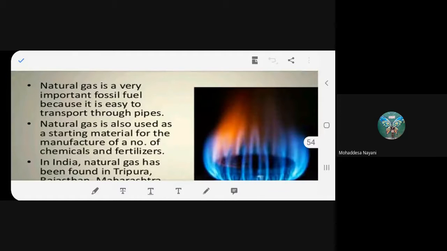Now the third fossil fuel that we are going to work on is natural gas. What is it? It is also a fossil fuel. The first fossil fuel that we studied was coal, followed by petroleum. Now we are doing natural gas. All of them are fossil fuels, right, beta? Yes, all of them are fossil fuels. You agree? Now, why is natural gas so important and significant?